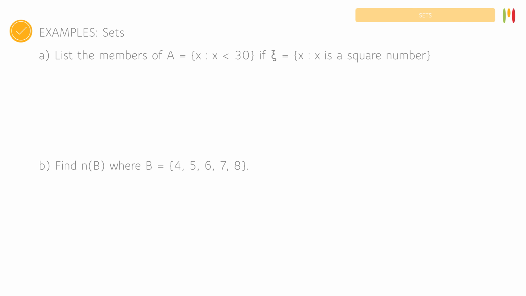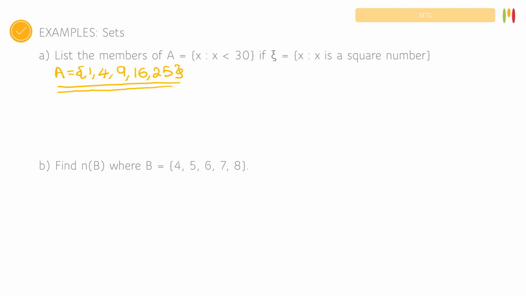List the members of A, which is equal to the set of numbers x such that x is less than 30, if the universal set is equal to the set of numbers x such that x is a square number. So we know that A has to contain square numbers only, as we can only select numbers from the universal set. We also know that set A contains numbers less than 30. So set A will be all the square numbers below 30. So we can write A as the set of 1, 4, 9, 16, and 25, as these are all the square numbers that are less than 30.